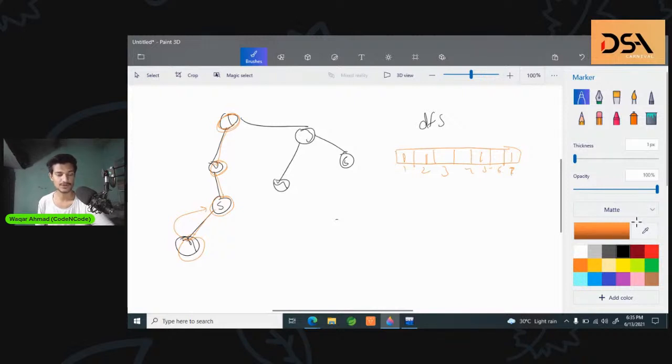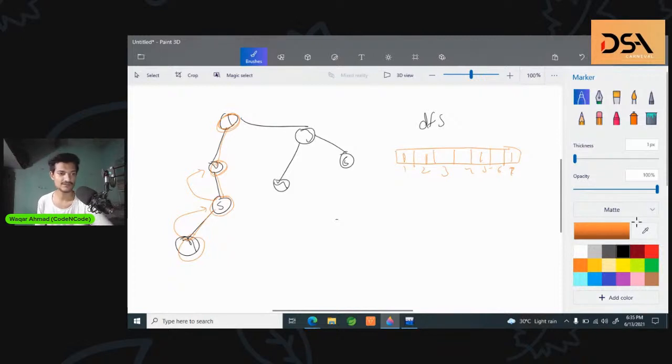So it would go back to the node which has made a DFS call to this node. So we'll go back to 5. 5 checks, are there any other nodes left? The answer is no. So it would track back again. Here you can see this is actually recursion, right? So you need to have the knowledge of recursion to understand this completely.